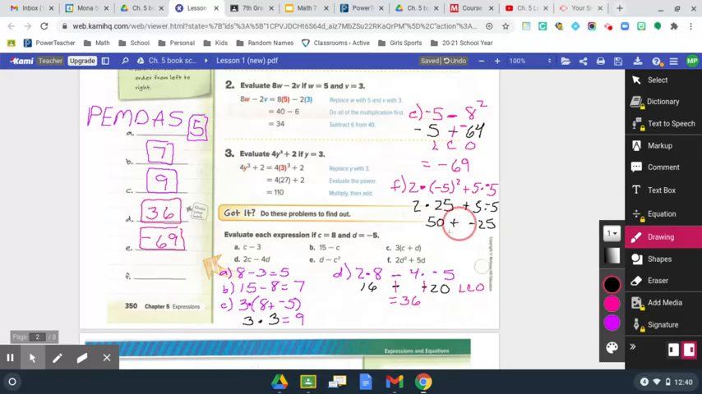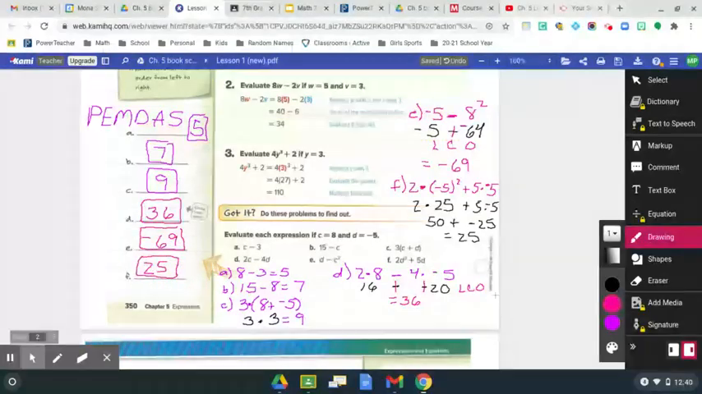Multiplication's done. Now I can use my adding integer rules. 50 plus a -25. Okay, I have $50. I spend 25 of it. That means I only have $25 left. 1 positive, 1 negative. Opposite signs subtract. Sign of the larger value, which is 50, and it's positive, positive 25. Your final answer for letter F is a positive 25.